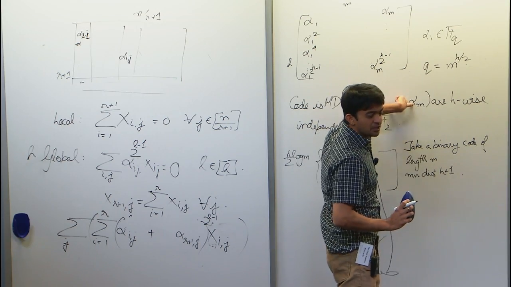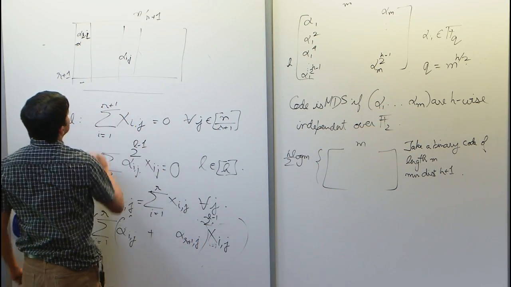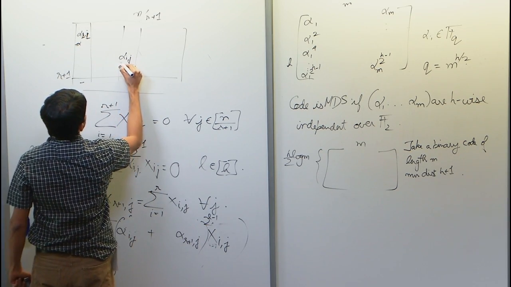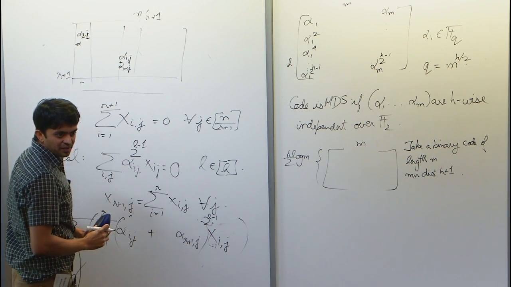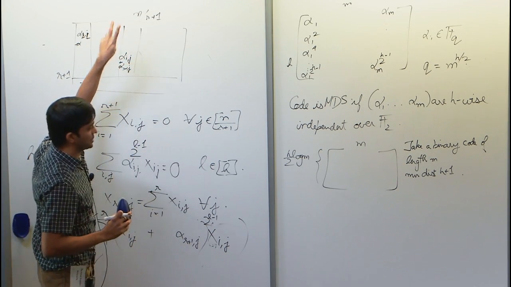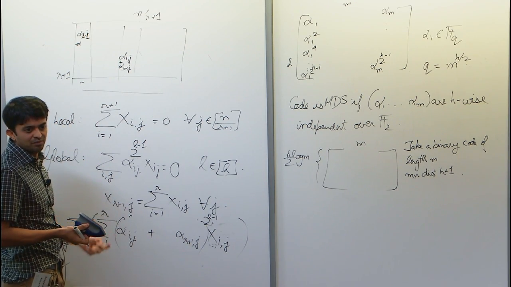So now we're going to use this fact. We want this code to be MDS. So we came up with this new table of numbers where every element was shifted by alpha r plus 1, j. Okay. The same shift was applied to elements in a column. We want this collection to be h-wise independent.